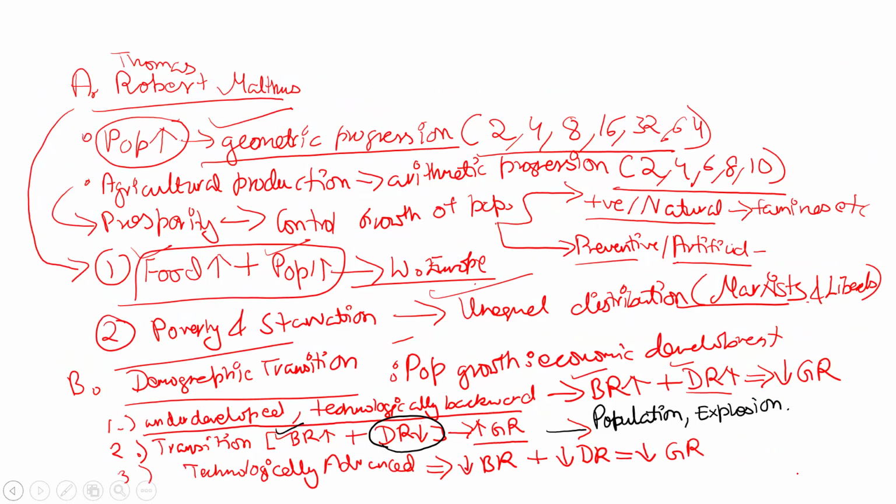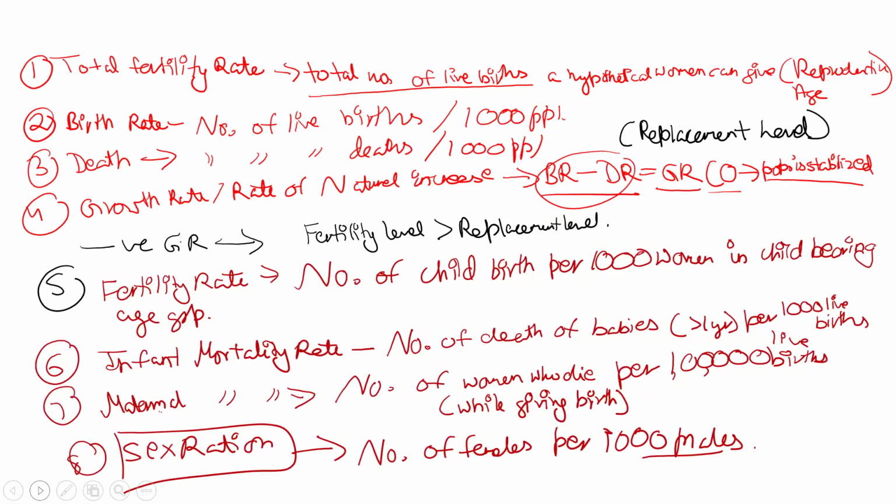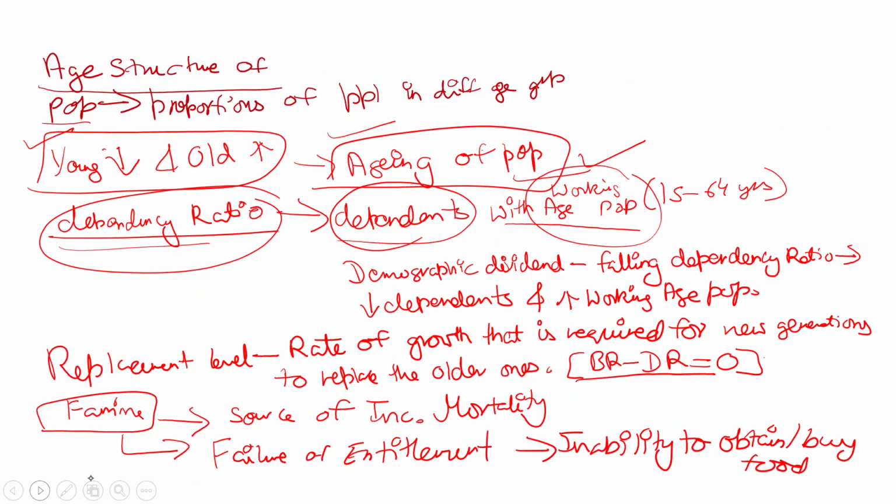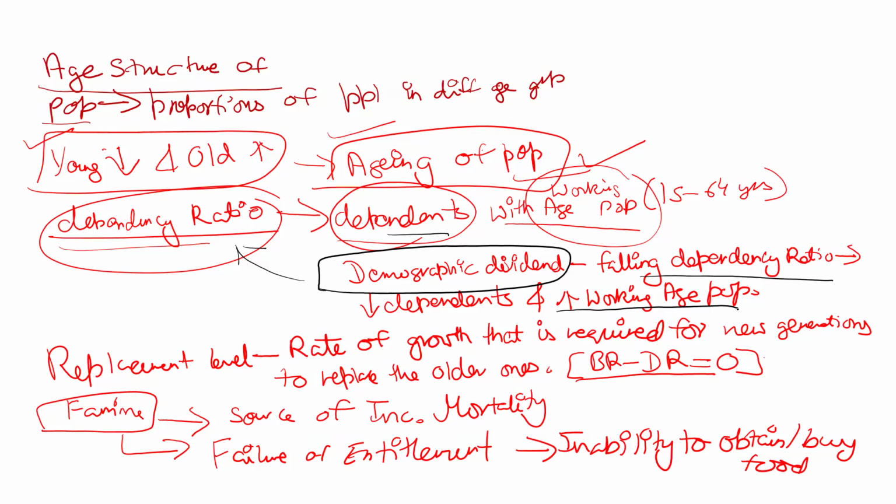Demographic dividend. Let me find it out. Yeah, it's here. So we studied this concept over here, demographic dividend. We were discussing it in the context of dependency ratio. When dependency ratio falls, which means fewer dependents and a large working population. So demographic dividend is when the number of working people is more than the number of dependent people, then there is more growth. It means dependency ratio falls, and this is called demographic dividend.